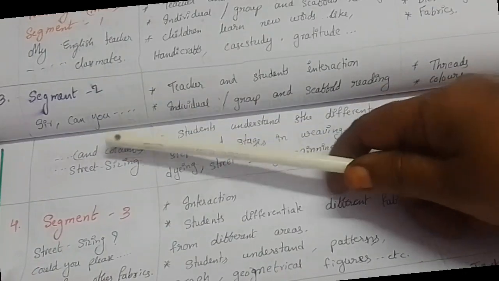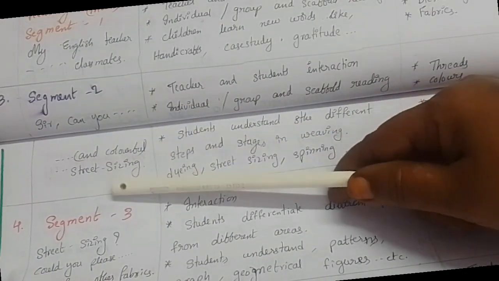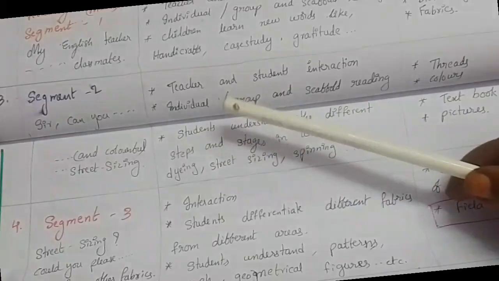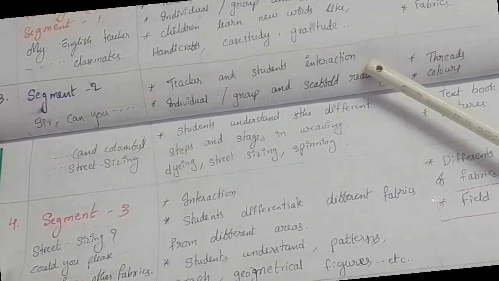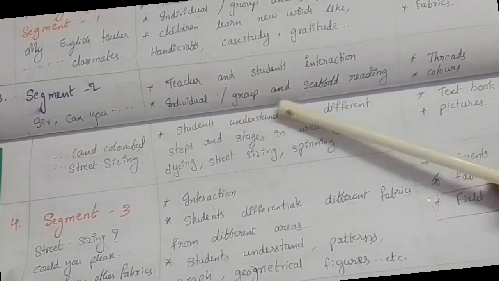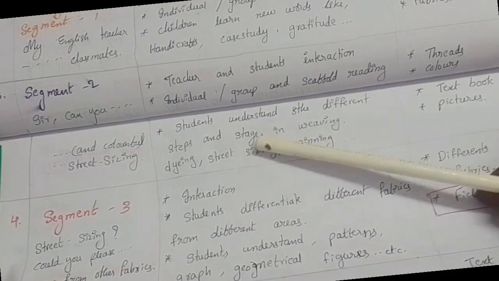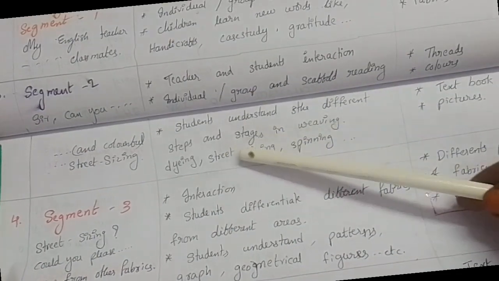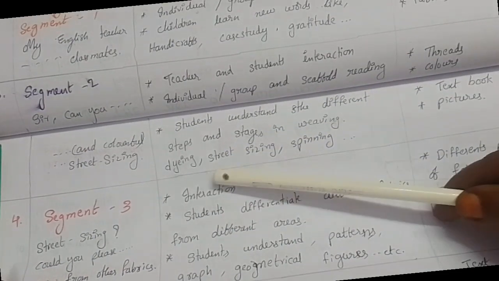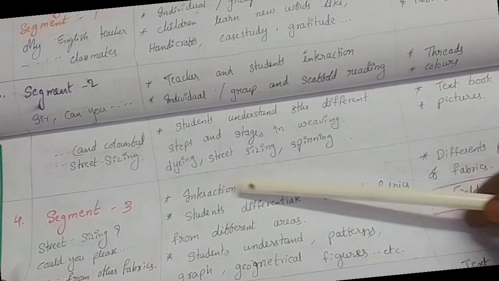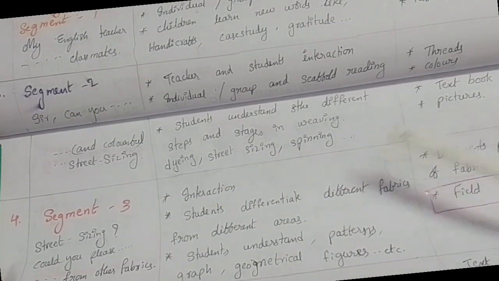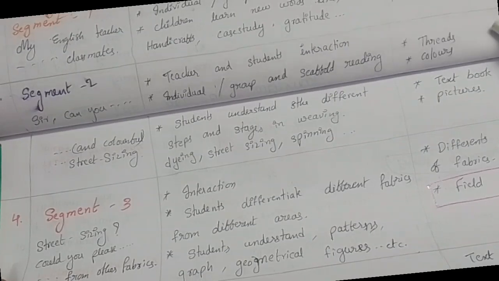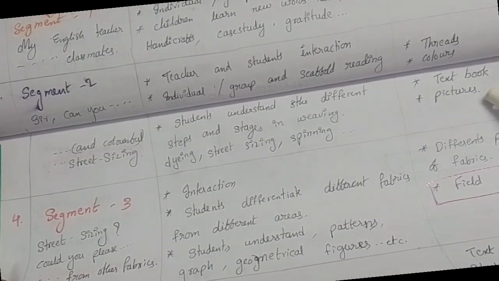In segment 2, we teach from "Sir, can you" up to street sizing in the main reading. It's a teacher and student interaction. Individual reading, group reading and scaffold reading will be there. Students understand the different steps and stages in weaving, and they learn new words like dyeing, street sizing, spinning, etc. We use the TLM: threads, colors, textbooks, pictures, etc.